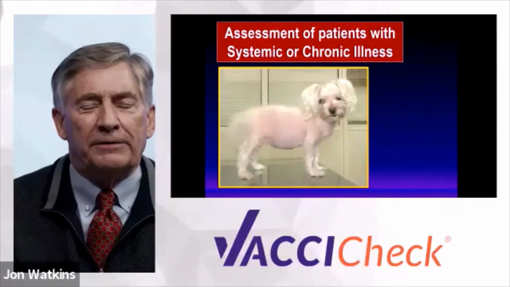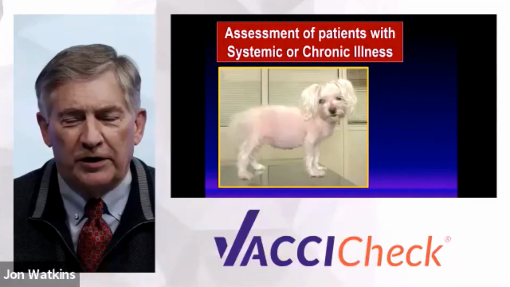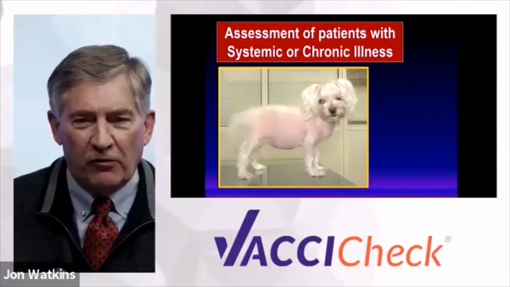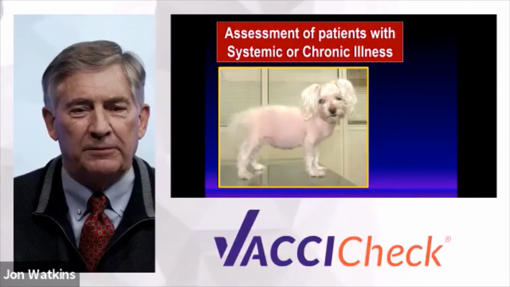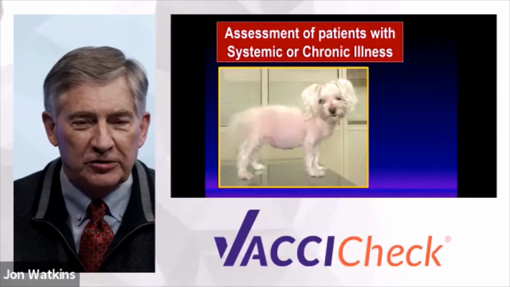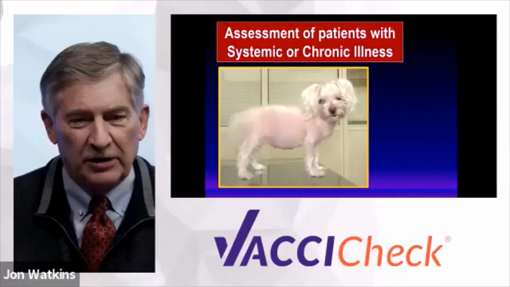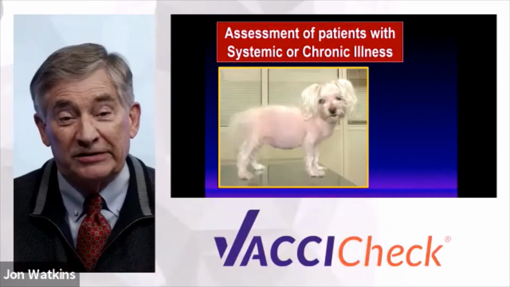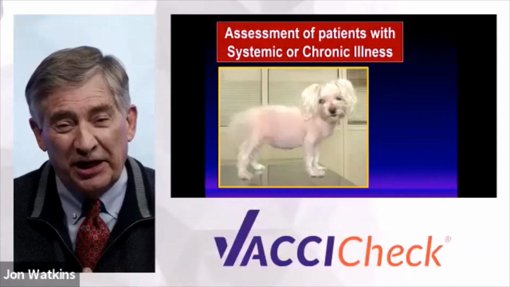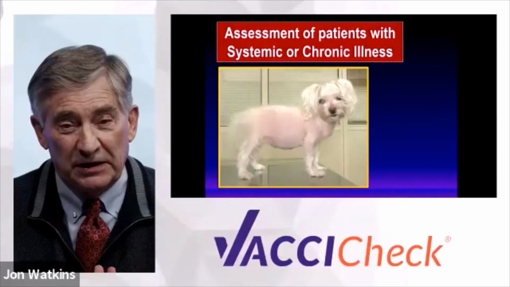Now here's one. All of you know that every vaccine licensed on the market today says for administration to healthy animals. Well, what do you do about a 6-year-old cushingoid patient? Any dog with a long-standing systemic or chronic illness is a challenge when it comes to vaccination.